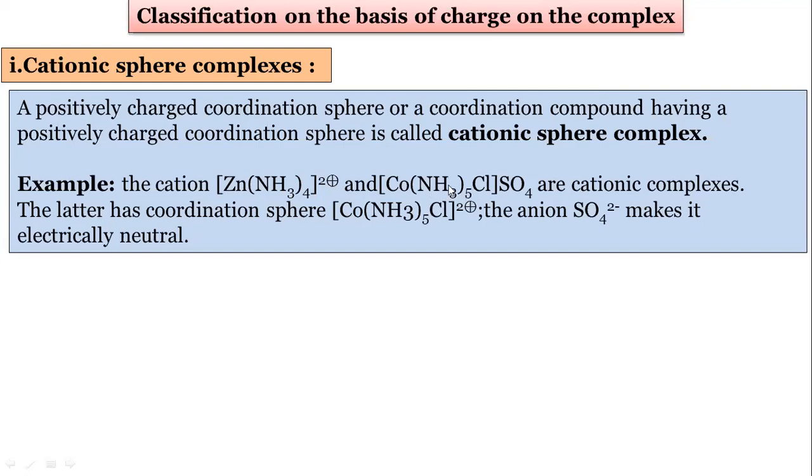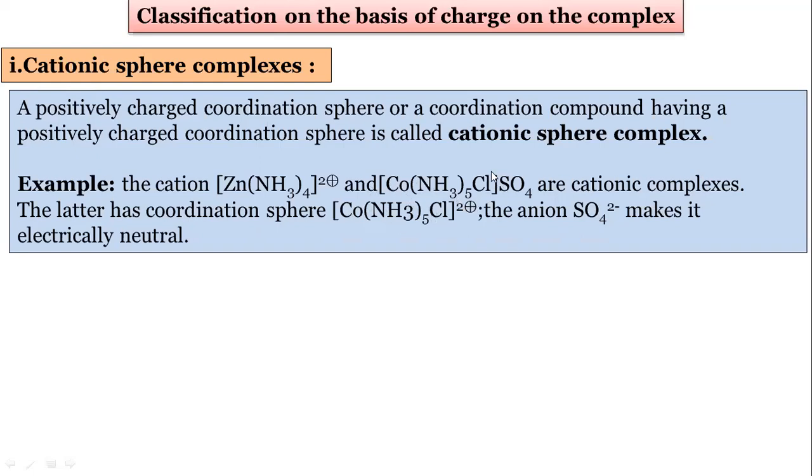[Co(NH3)5Cl]SO4: five ammonia ligands are there, one chlorine is inside the square bracket, and SO4 is outside. See, SO4 is ionizable. This is how to identify a cationic complex. SO4 will be ionized like SO4 2-, so automatically a 2+ charge will be there on the complex.